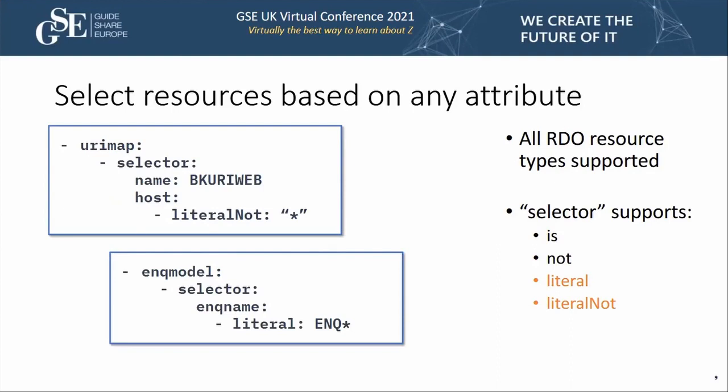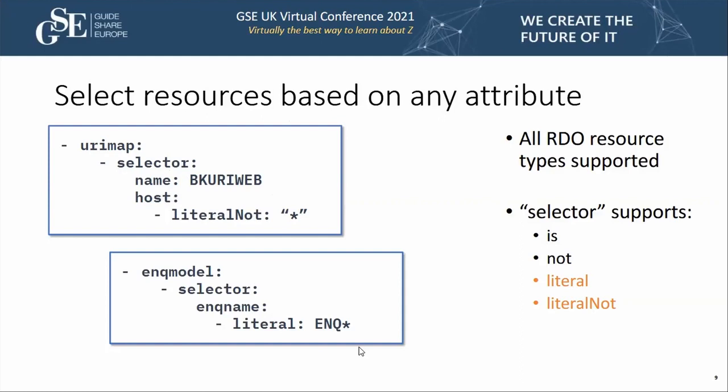The difference is that here you can no longer specify the asterisk any longer. Any value you put in, any special character you use will be treated as that character and not tried to be manipulated as part of the selector. So here we're saying that URI map has a selector. Its name must be BK URI web, and the host value is the literal not, and that means that the host value must not be star, and that is a star value, and it doesn't mean that there are 0 or more characters in the host. It literally means that the asterisk character cannot be the value that the host contains.